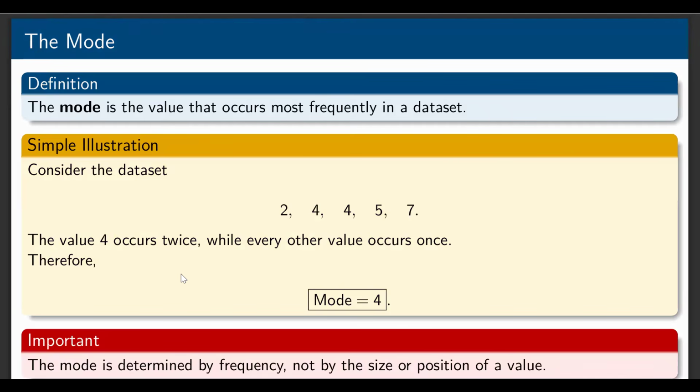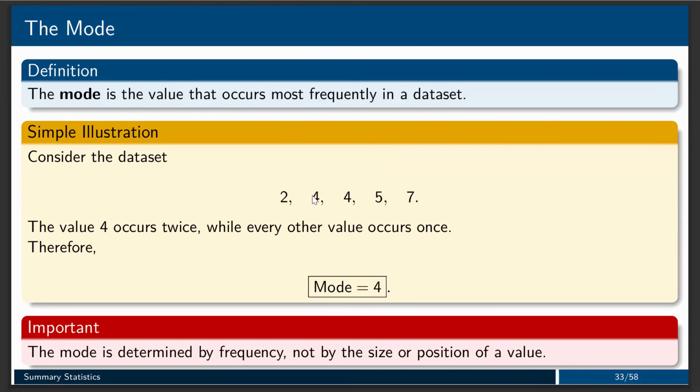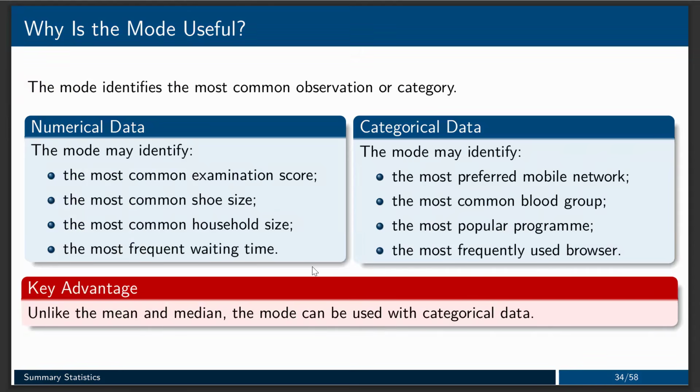The next measure of central tendency we are looking at is the mode. The mode is the value that occurs most frequently in a data set. So, for example, look at this data set. We have 2, 4, 4, 5, and 7. The value 4 occurs 2 times. Every other value occurs once. So we say the mode is 4. The mode is determined by the frequency, not by the size or position of any value.